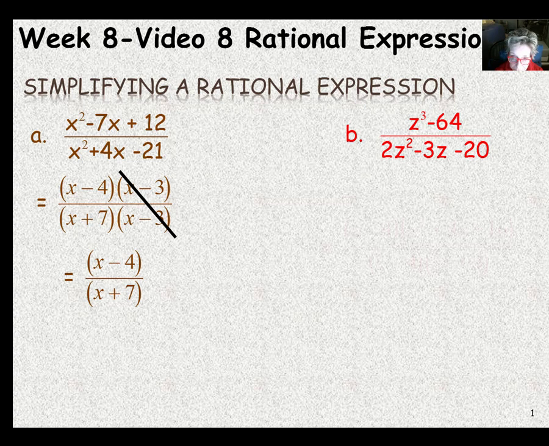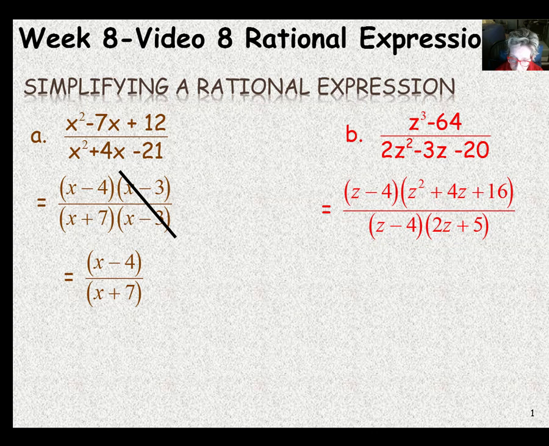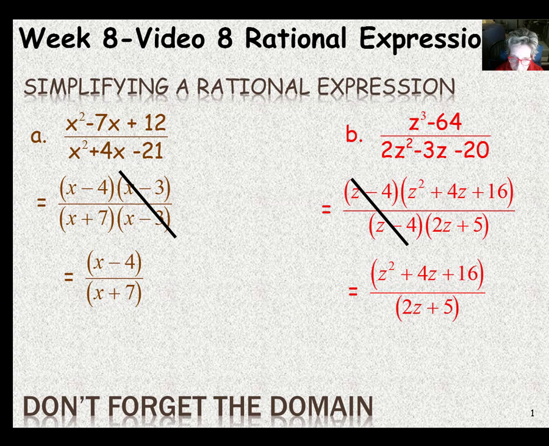That's our answer. In letter B, again, we factor the numerator, factor the denominator. We're going to cancel out any like factors, and we're left with z squared plus 4z plus 16 over 2z plus 5. Don't forget the domain.